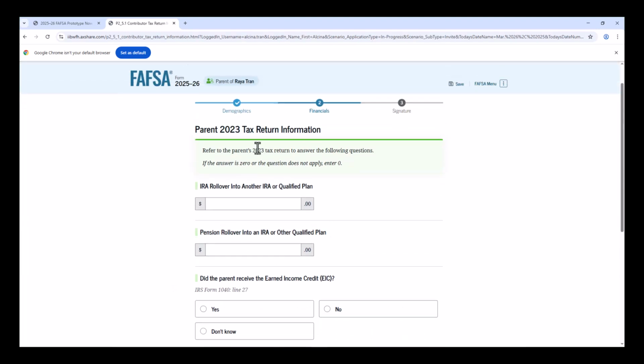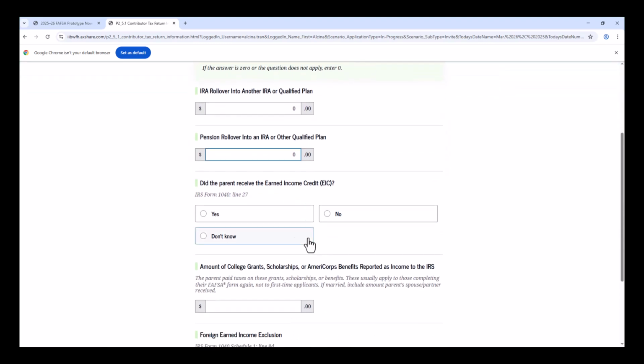Okay, and then it is asking about your tax return information for the 2023 year. So, IRA rollover into another IRA or qualified plan. If you have that, you will put that here. Same for pension rollover into an IRA or other qualified plan. If you have that amount, you'll put that here as well.